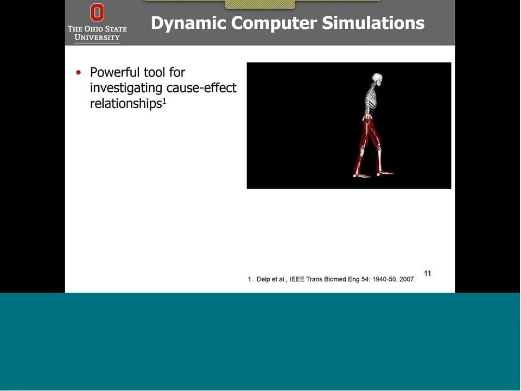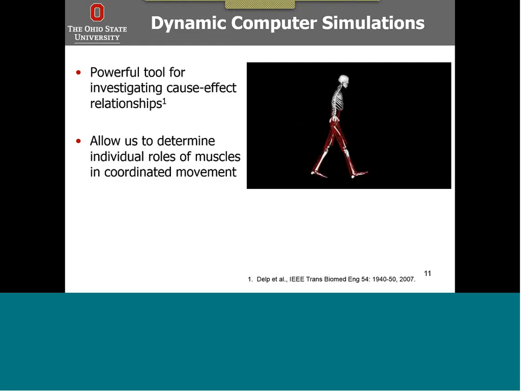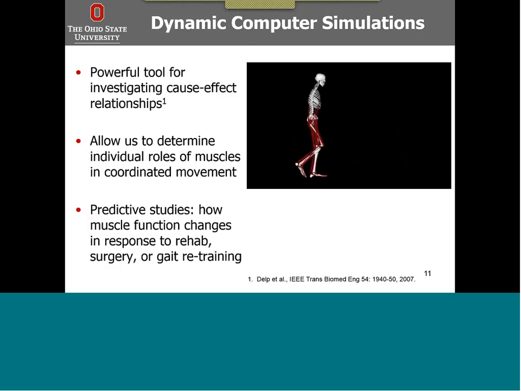Due to the complexity of the human body, determining the function of individual muscles is difficult to do with purely experimental techniques, which is where dynamic computer simulations come into play. They're a powerful tool for investigating cause-effect relationships, for example, how the impaired function of weakened quadriceps may be compensated by other muscles in the leg. They also allow us to determine the individual roles of muscles in coordinated movement, and can be used for predictive studies. So, for example, how muscle function changes in response to rehabilitation, surgery, or gait retraining.